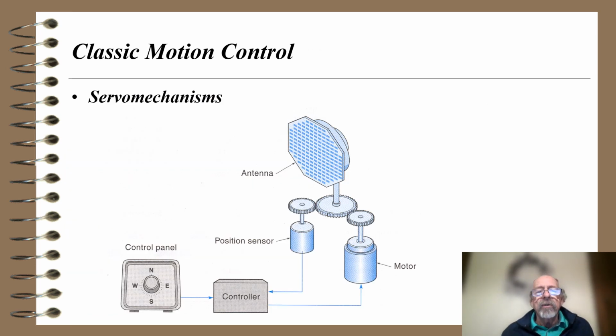Here's classic motion control, a servo mechanism. In this case, what happens, you turn the control panel to say east, and the antenna will turn itself to be east. And notice it's got a feedback position sensor, so it's a classic closed loop process.